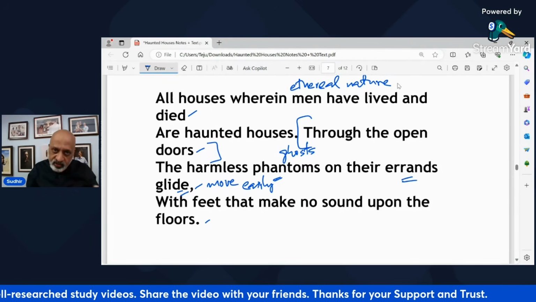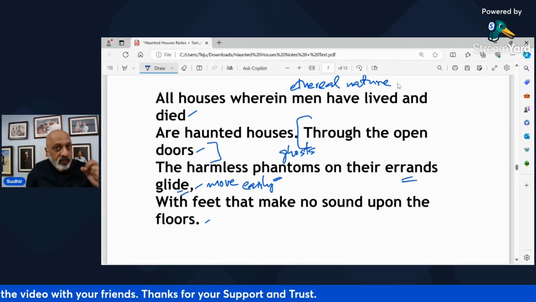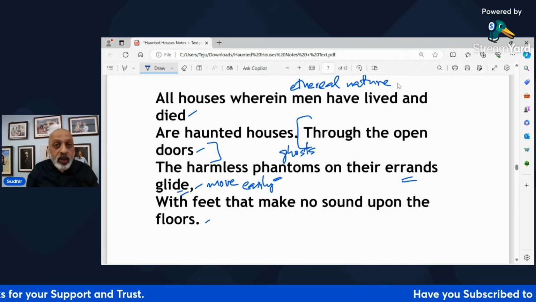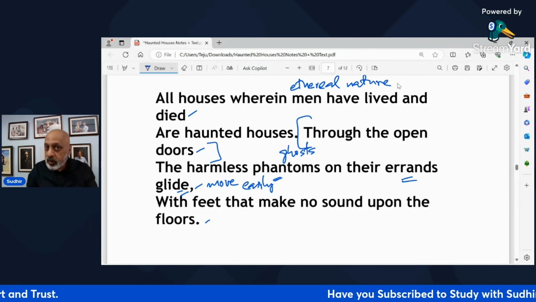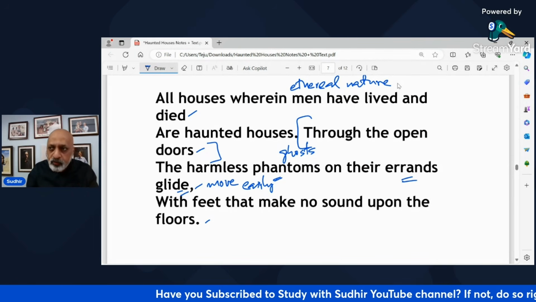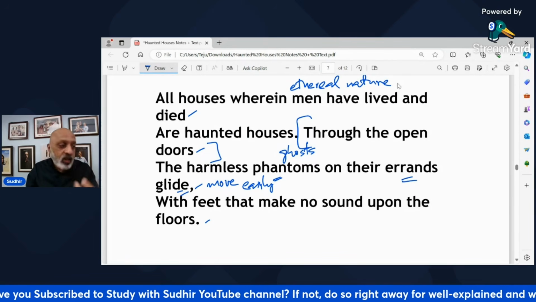Harmless phantoms is a reference to the ghosts. They are individuals who have been part of our lives and have left behind imprints on our life. And it could be all kinds of imprints. It could be something which is very important, very meaningful. Sometimes it could just be very subtle. It may not be something very important.